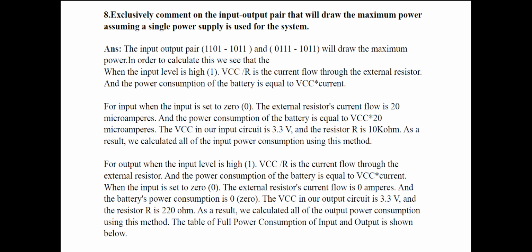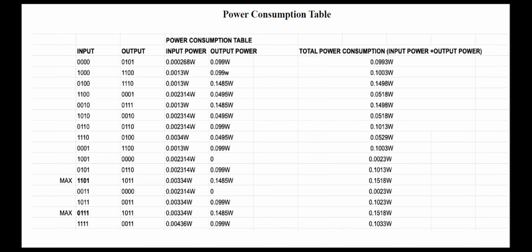So now moving on to the power consumption table. Here we can see the input, output, input power and output power, and the total power consumption calculated by adding input power with output power. And now we can see here the inputs 1101 and the output 1011. These are the maximum amount of power. Why? Because these have 7 active nodes and the most amount of energy to be supplied and the most amount of power to be needed. And the table power consumption is 0.1518 watts.